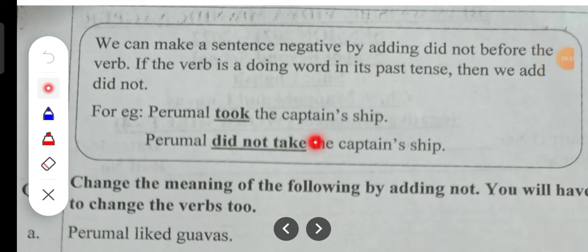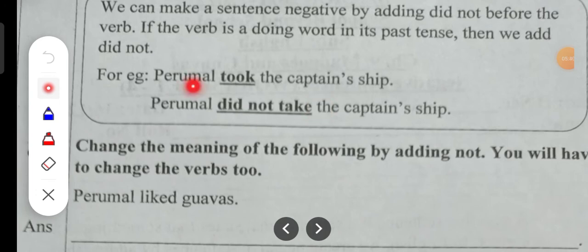Like for example over here, Perumal took the captain's ship. So took is what? It is the past tense of take, isn't it? So Perumal did not take the captain's ship.